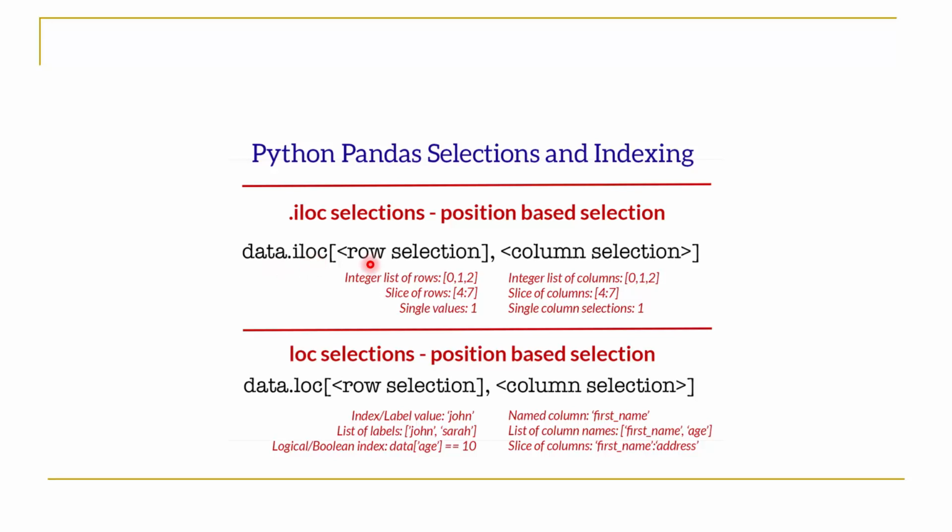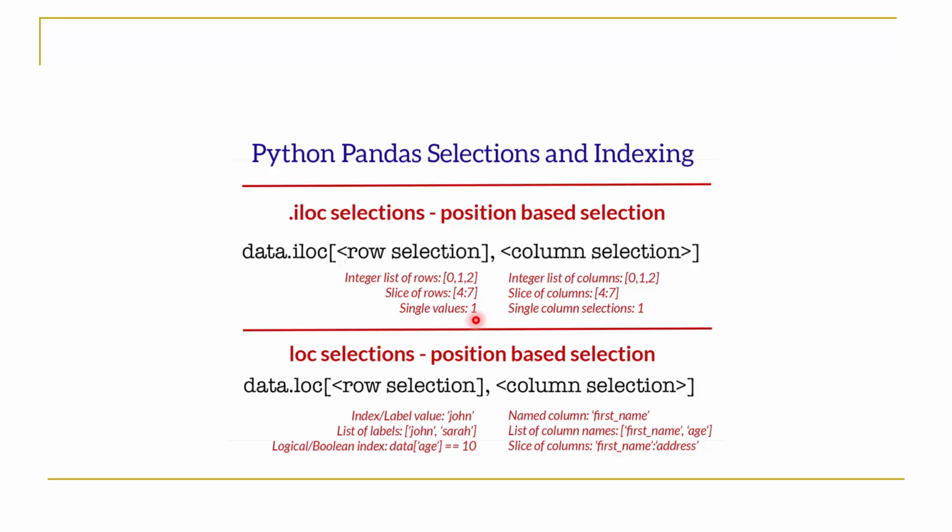In this we have to pass two arguments. One is row selection, comma, column selection. The value which we give before the comma will be considered for row selection and the value specified after the comma will be considered for columns. There are three ways to specify the values of rows or columns. First, we can specify single values as shown here, single value 1.